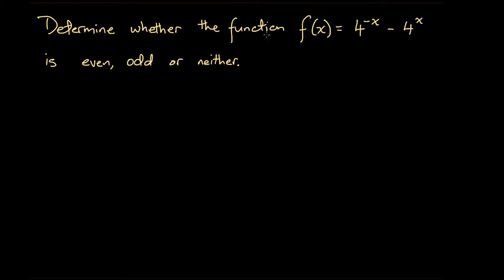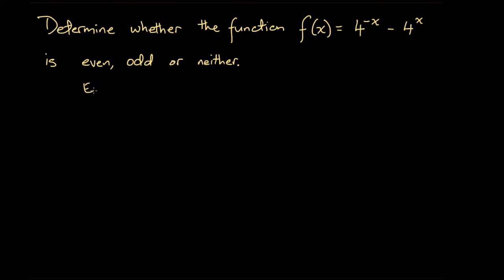Determine whether the function f of x equals 4 to the power of negative x minus 4 to the power of x is even, odd, or neither. Well, before we go ahead, let's just do a quick review of what an even and an odd function is.